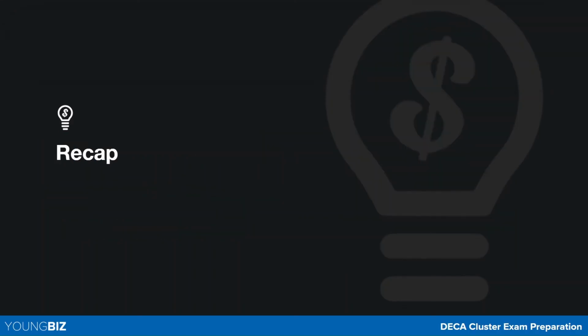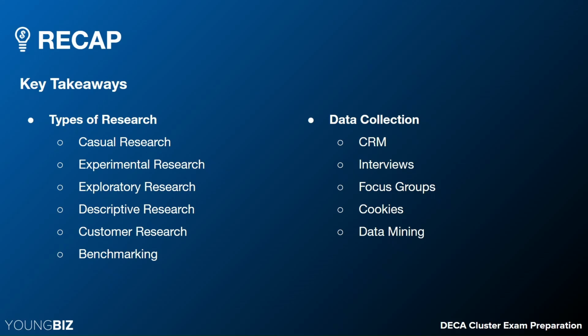So, recap. What did we discuss today? What are some key takeaways? So, we went over two main things: the types of research and data collection. As for types of research, we discussed casual research, experimental research, exploratory research, descriptive research, customer research, and finally benchmarking. And then we took all of that and went into how all of that affects data collection. For example, CRM, interviews, focus groups, cookies, and data mining.